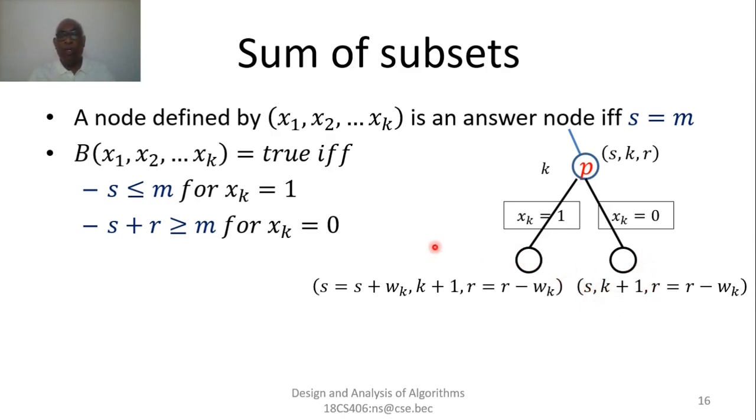So we should remember that xk equal to 1 and xk equal to 0 call for different bounding functions, which is the beauty of sum of subsets. So this is the condition to be satisfied at the node defined by xk equal to 1, and this is the condition to be satisfied at the node defined by xk equal to 0.